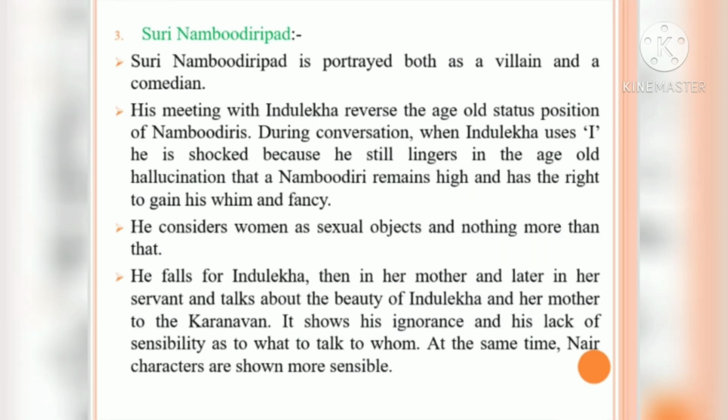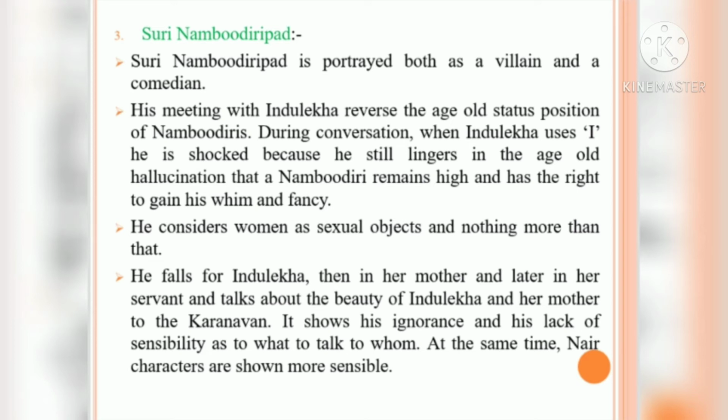The next character is Suri Nambudiripad. Suri Nambudiripad is portrayed both as a villain and a comedian. We can say that he is portrayed as a villain because even though he didn't marry Indulekha, he spread the rumor that he had married her, and that leads to Madhavan leaving Malabar for Madras. He is also a comedian because the conversation between Suri Nambudiripad and Indulekha proves him to be an ignorant person and a sort of comedian.